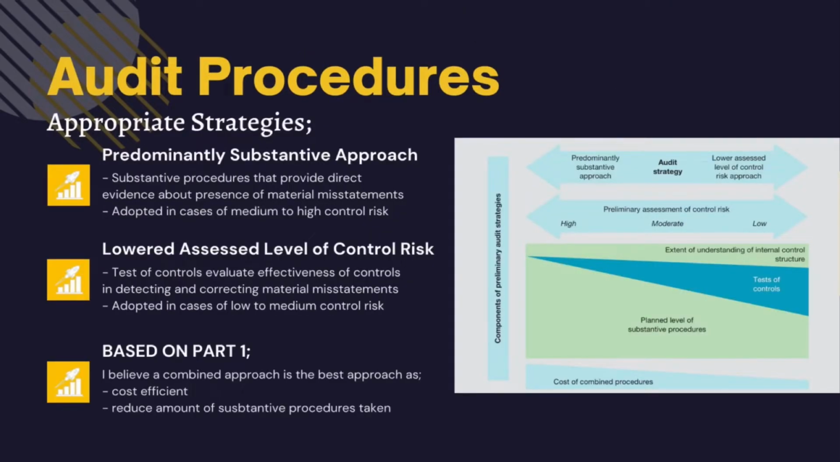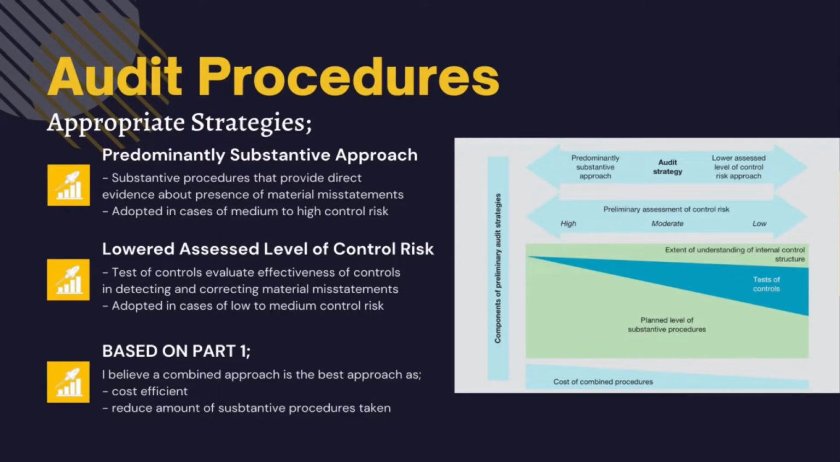Following a preliminary evaluation of the risk of material misstatement, two relevant techniques can be pursued: a substantive approach and a lower evaluated degree of control risk. The first technique, used in circumstances of medium to high control risk, offers direct proof of the occurrence of substantial misstatement. The second technique involves conducting a control test to assess the efficacy of controls in detecting and correcting significant misstatements. This method is used when the control risk is low to medium.